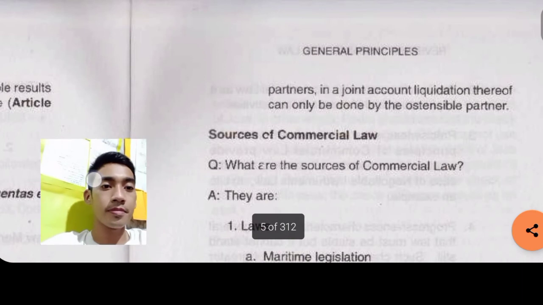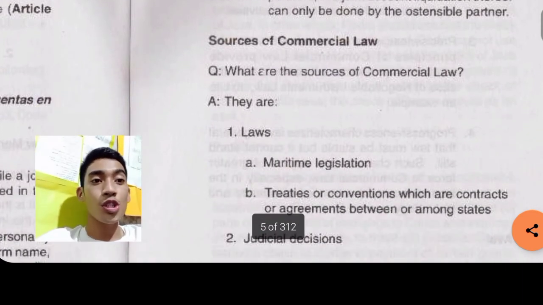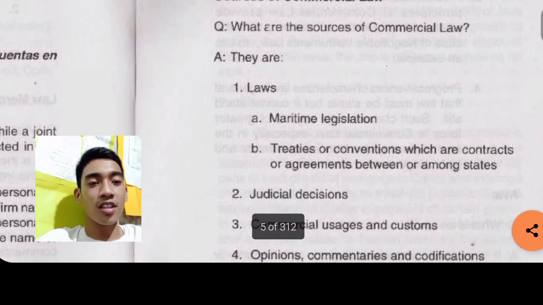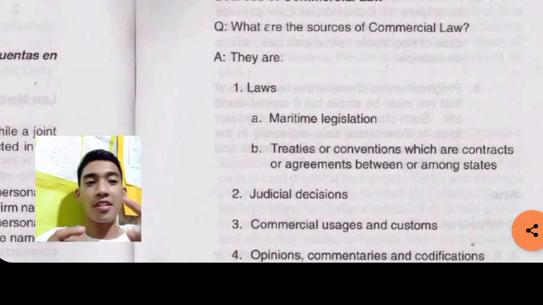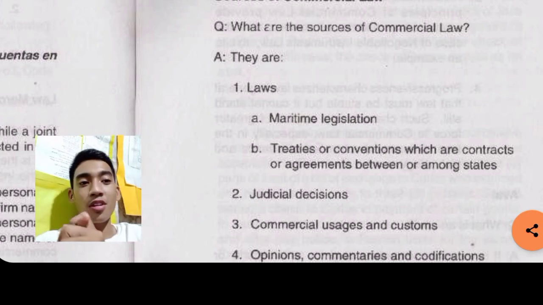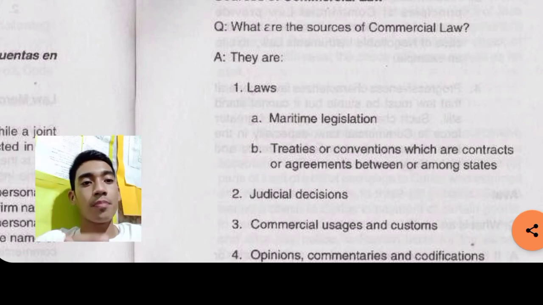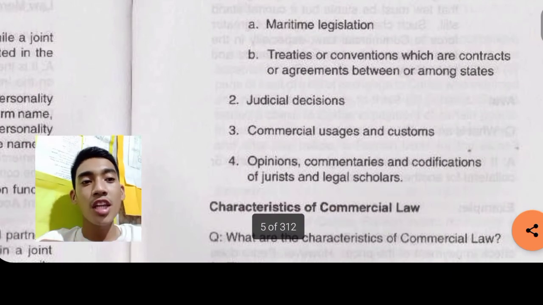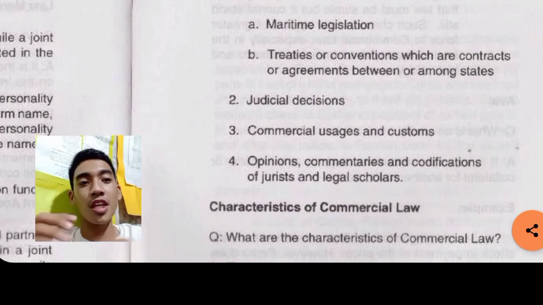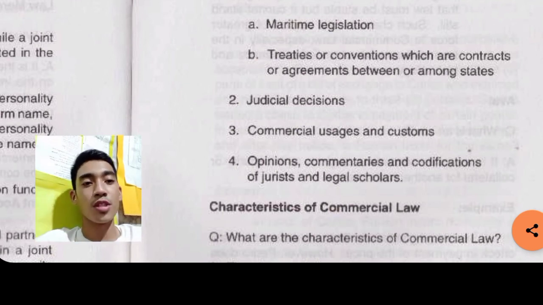Next, sources of commercial law. So what are the sources that contribute to commercial law? First, maritime legislation; these are the laws. Treaties or conventions, which are contracts or agreements between or among states. Judicial decisions. Commercial usages and customs. The opinions, commentaries, and codifications of jurists and legal scholars. So those are the sources of commercial law.